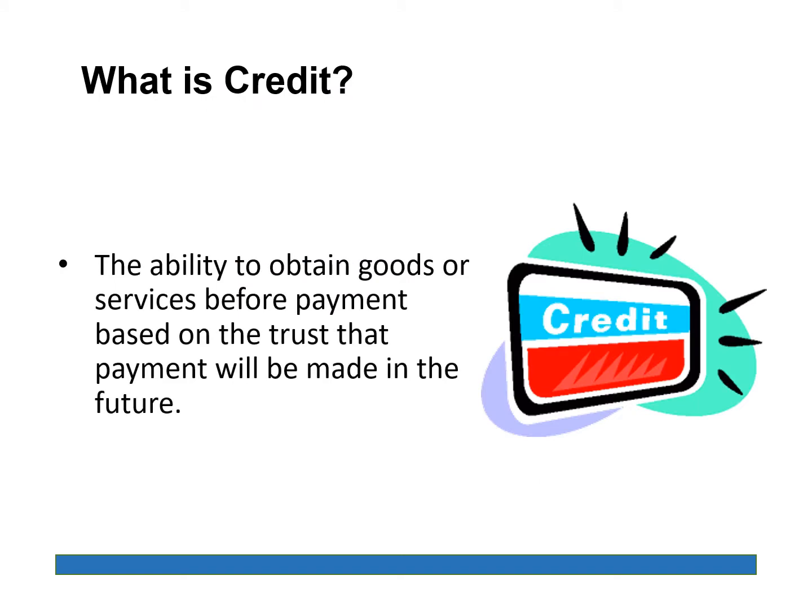What is credit? The Oxford Dictionaries provides 4 definitions, 2 as nouns and 2 as verbs. The ones we're concerned with define credit as the ability of a customer to obtain goods or services before payment, based on the trust that payment will be made in the future.